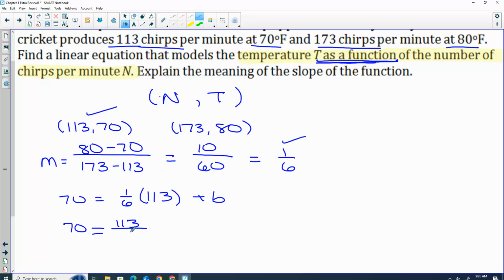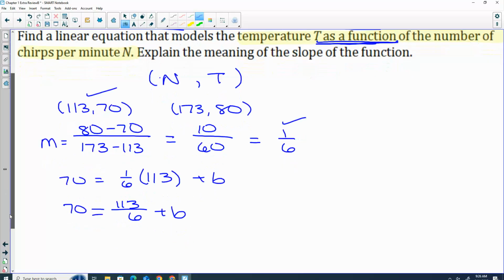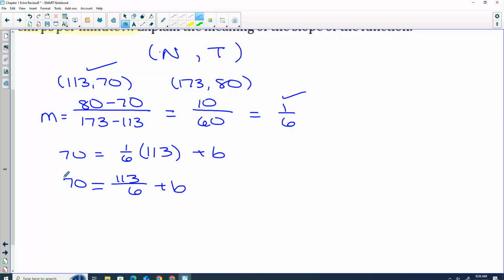That would be 113 over 6. If I subtract that over, 70 would be like 420 over 6 minus 113 over 6, which is 307 over 6. So my equation, where the variable I told you to use for your y was t, is t equals 1/6 x, which is my n, plus 307/6.